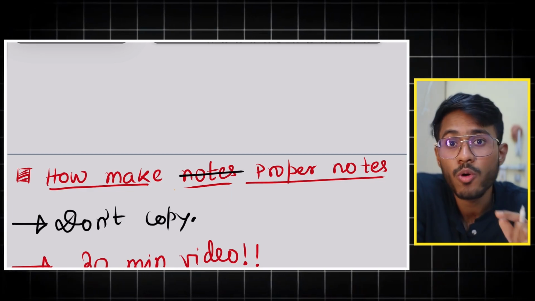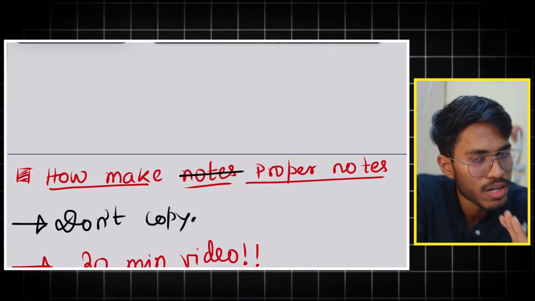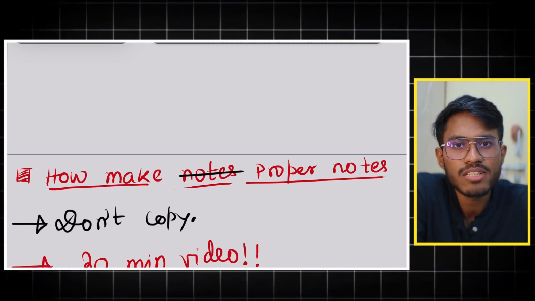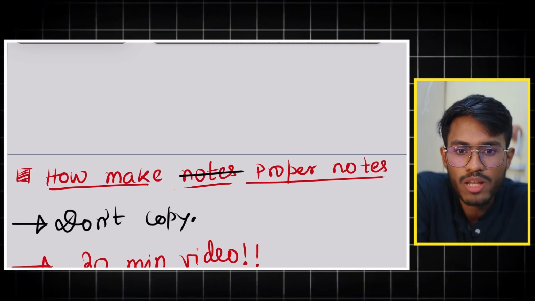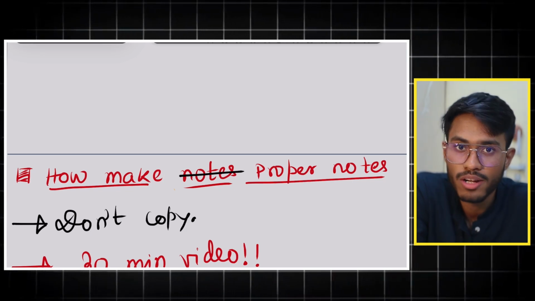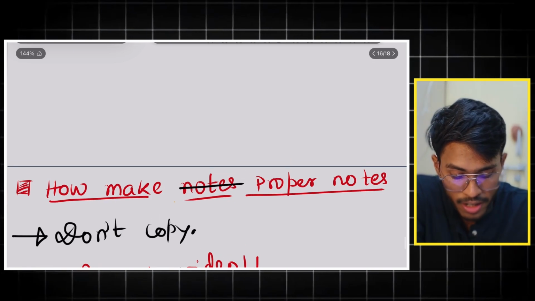So the first thing is, don't copy directly from the blackboard without understanding. If you have understood it, and you are okay with the concept right now, then you can copy on. But don't copy without understanding. This will make you study twice. So this was the first step.